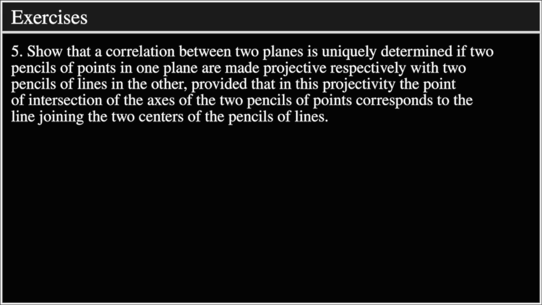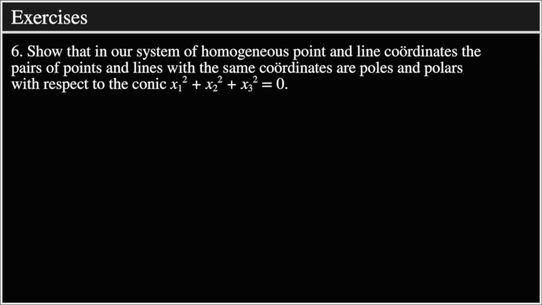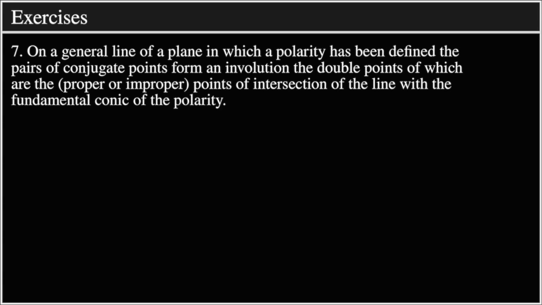6. Show that in our system of homogeneous point and line coordinates, the pairs of points and lines with the same coordinates are poles and polars with respect to the conic x1 squared plus x2 squared plus x3 squared equals 0. 7. On a general line of a plane in which a polarity has been defined, the pairs of conjugate points form an involution, the double points of which are the proper or improper points of intersection of the line with the fundamental conic of the polarity.